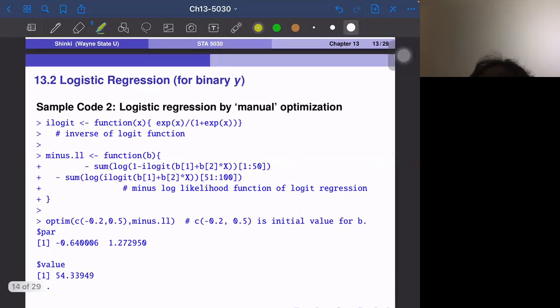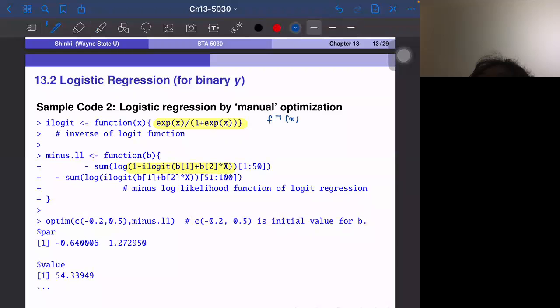Okay, so I said that the optimization is done by maximum likelihood. So if we define the likelihood function and we numerically optimize it, then we will get the same answer. So here is the code. So this is exponential of x over 1 plus exponential of x. So this is the f inverse of x. So if we put x beta inside the f inverse, then we take summation, then we can calculate the likelihood function.